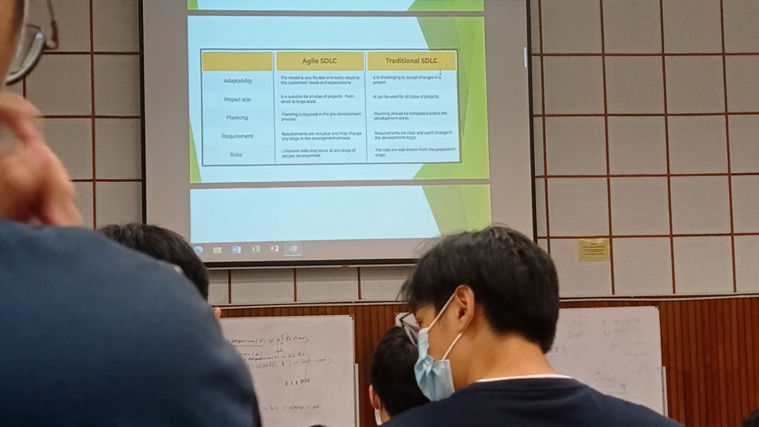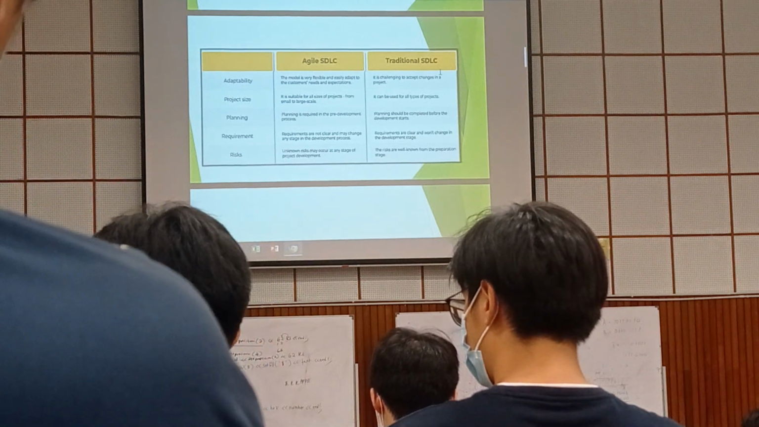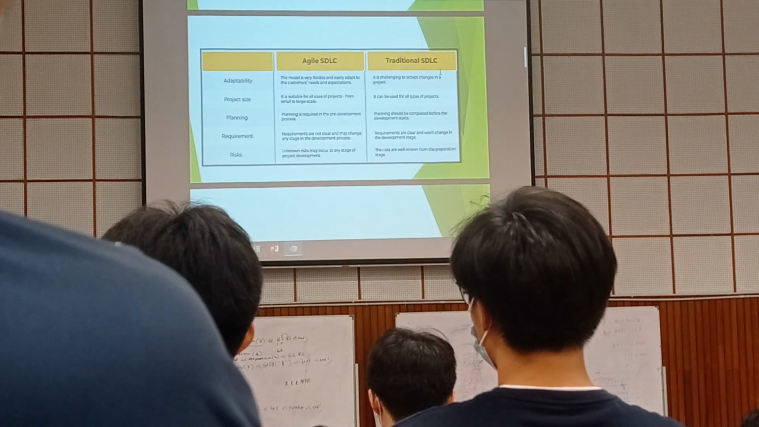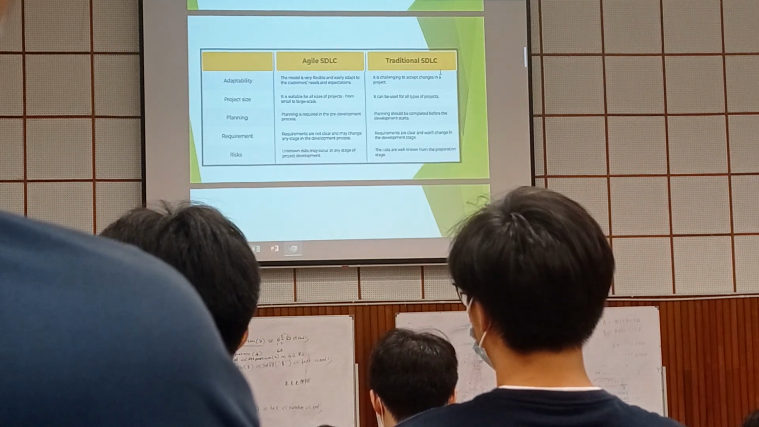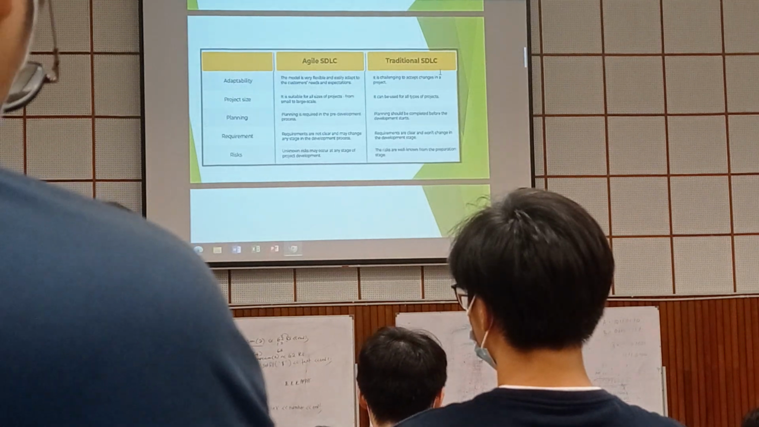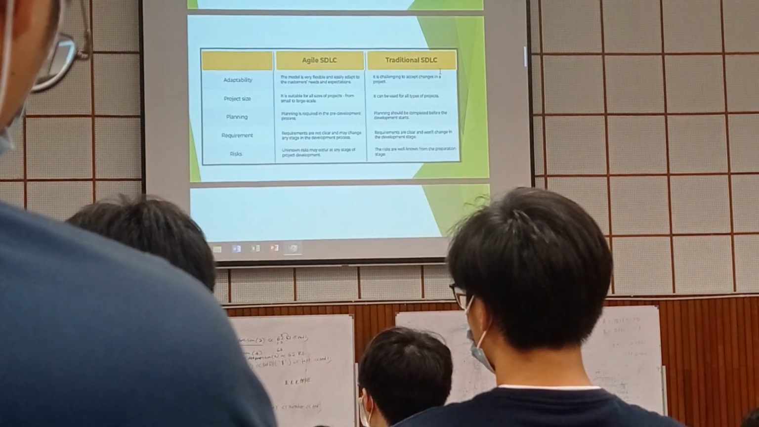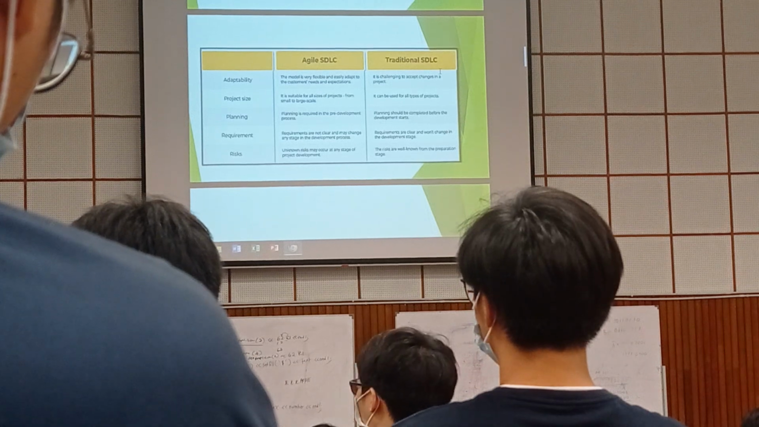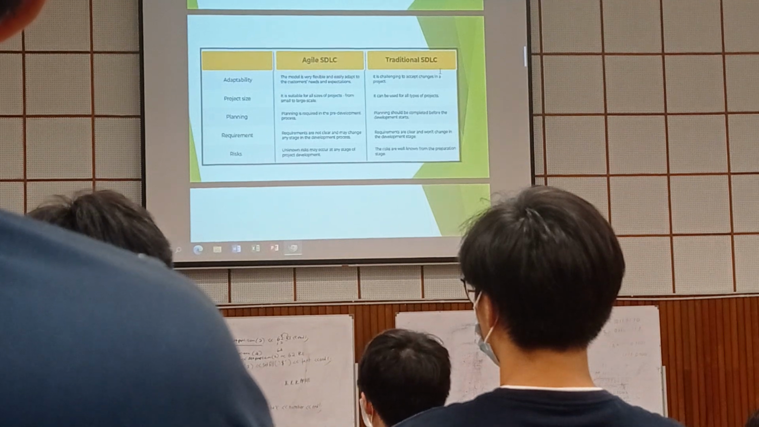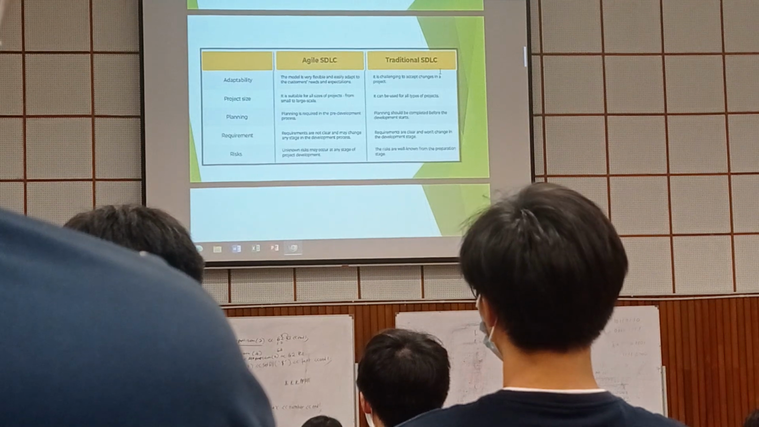That is planning. Next is requirement. Requirement in agile is not necessary to be fixed. Even if the requirement is not clear, or suddenly you want some changes in your design, your testing, or your model, you can. But in traditional, requirements are clear and you cannot change anything in between. Then the risk: unknown risk may occur at any stage.